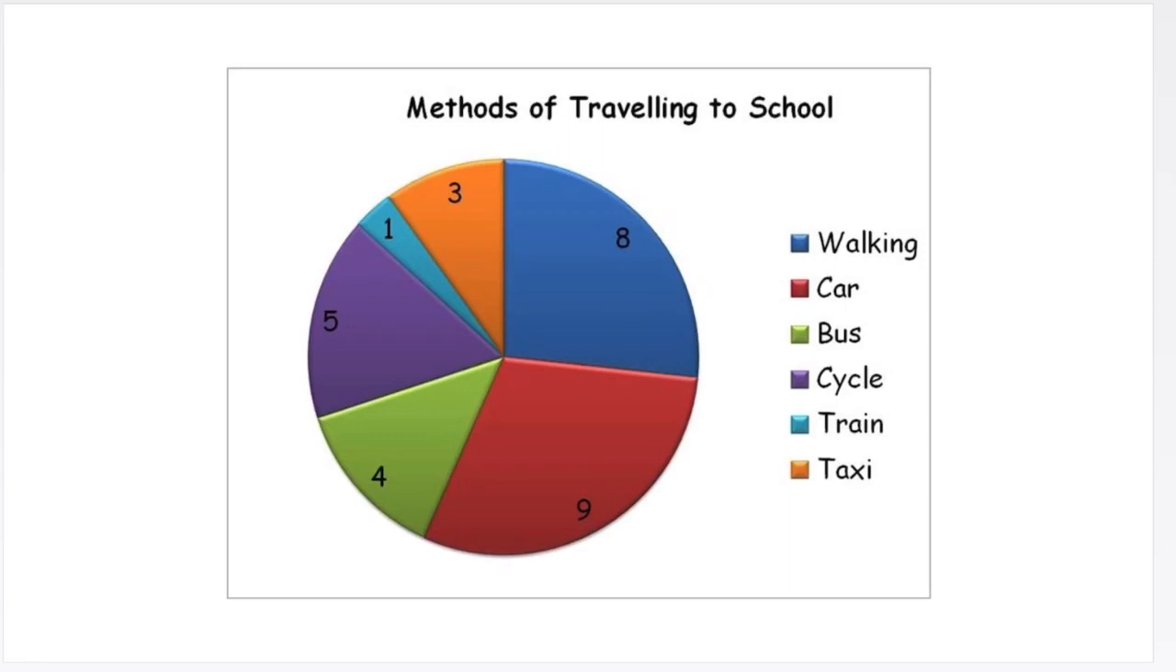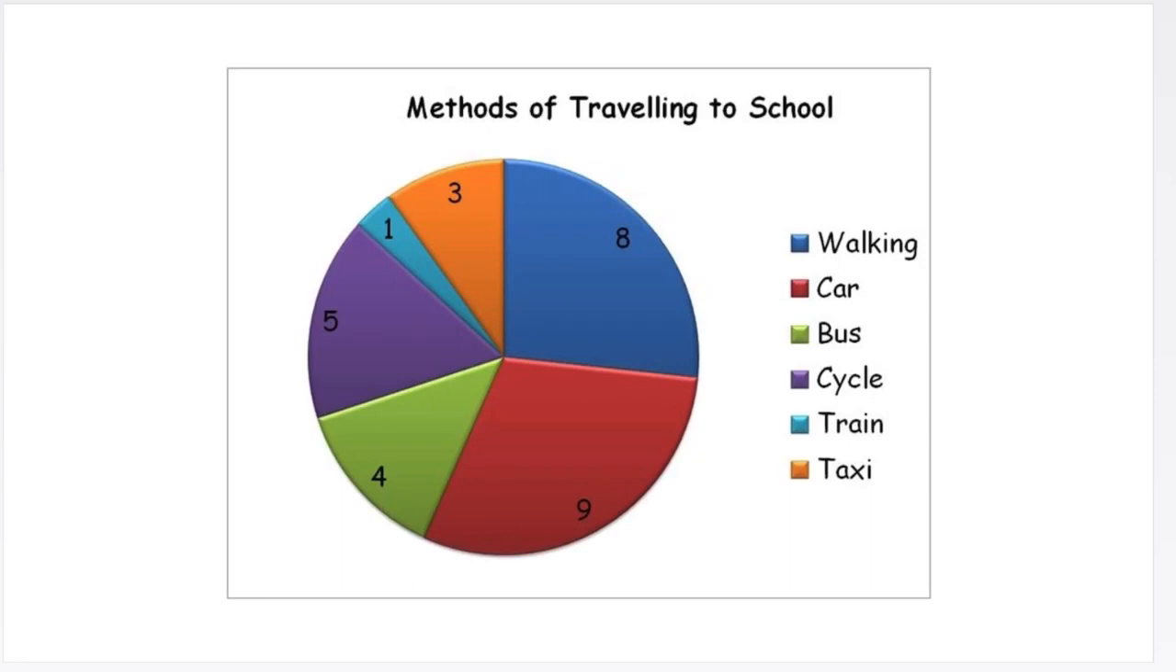You can answer it in your head, or even speak to your iPad if you want to. How many children travelled to school by car? Yes, you're right, it is 9. How many children travel to school by train? Only the 1. Yes. So we can use the key at the side and work out which colour it is represented, and then look at the pie chart to see how many.